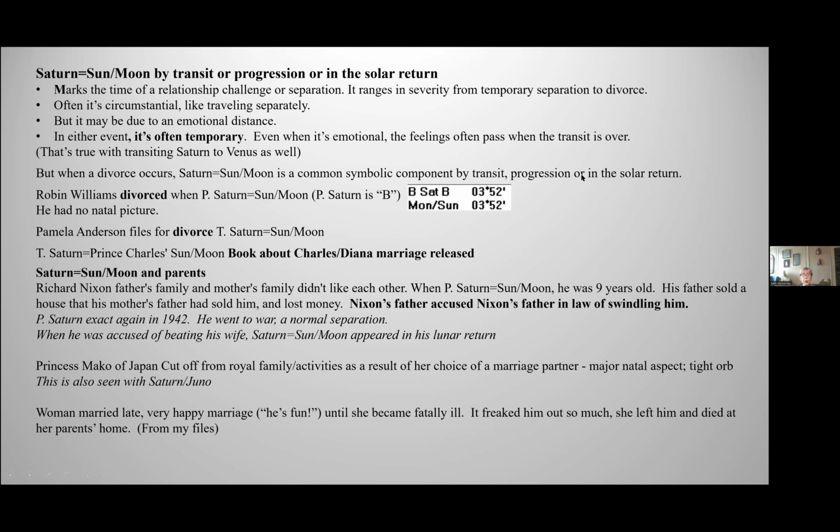Now, Saturn equals Sun Moon by transit or progression. So we're going to look at some examples of Saturn equals Sun Moon by transit and progression and in the solar return. So it'll mark the time of the relationship challenge or separation, and the severity of it can range from temporary separation to divorce. Often it's circumstantial, like traveling separately, but it may be due to an emotional distance.